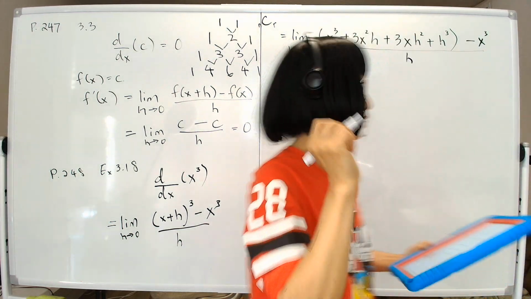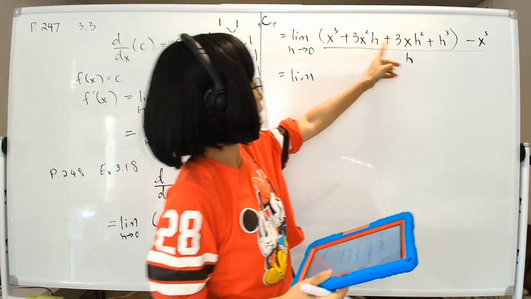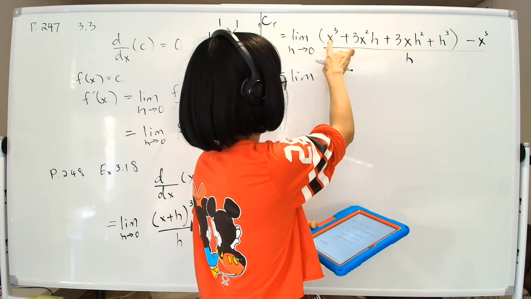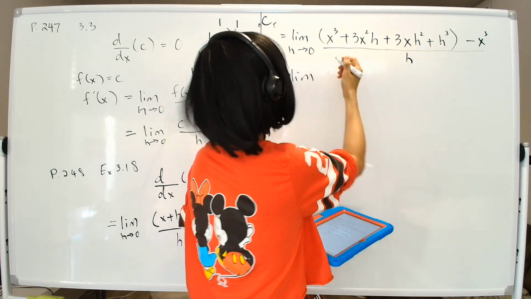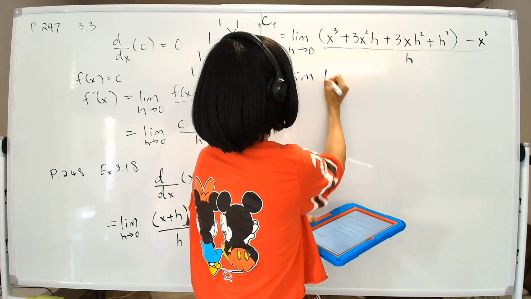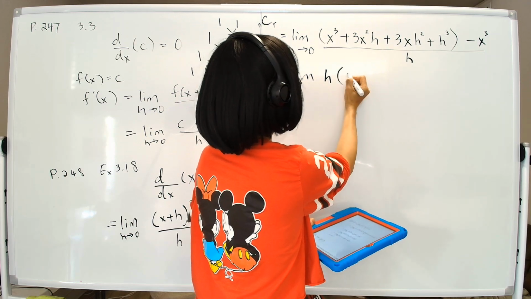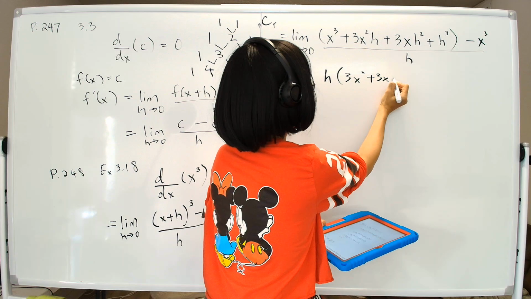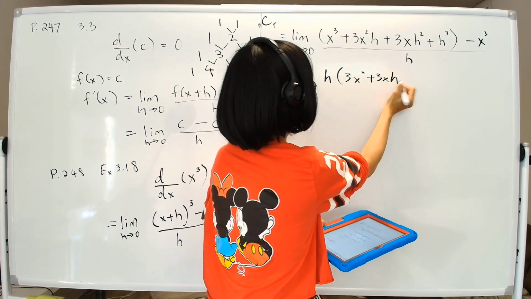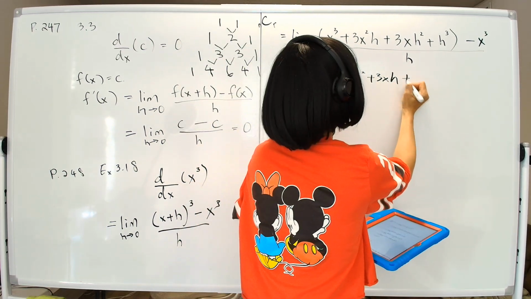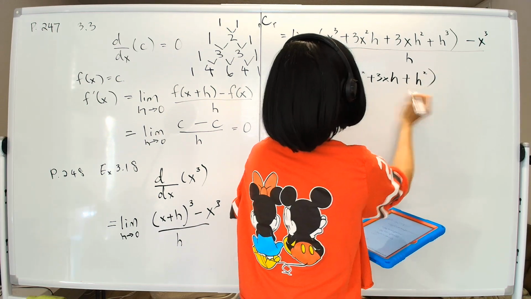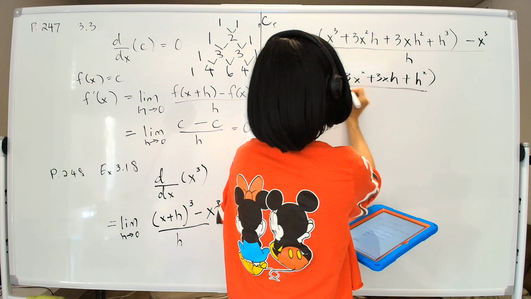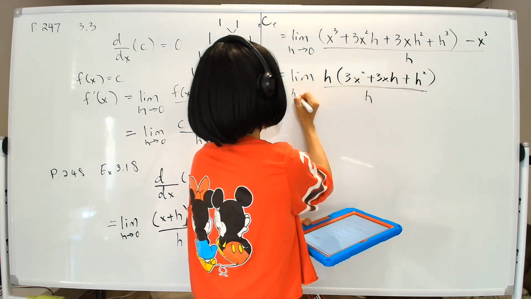Therefore, maybe I should talk on this side. Okay, so each one has an h in it. Therefore, we will factor out the h. So what do we get? Remember, x cubed got subtracted out. So we factor out 1 h, and then we have 3x squared plus 3x h plus h squared, and then divided by h as h approaches 0.